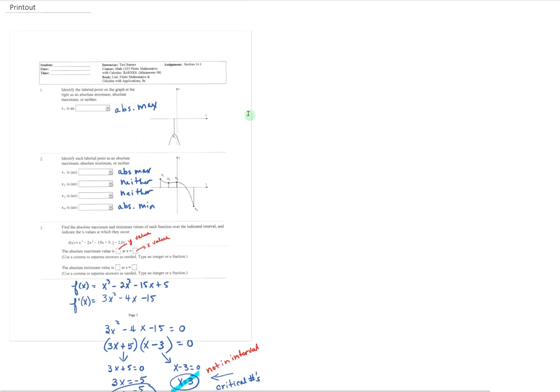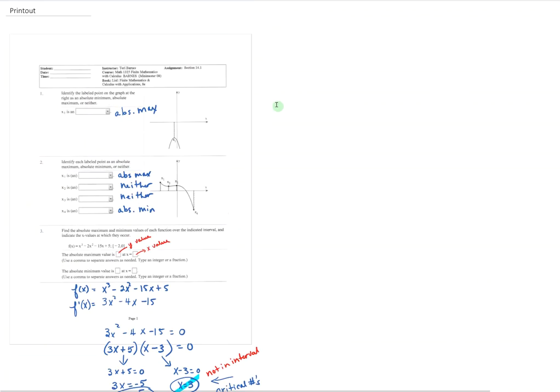All right, number one is probably going to be a pull-down menu in your actual homework question. It just says identify the labeled point. Is it either an absolute min, absolute max, or neither? And so for this one right here, it is at the top. You're going from increase to decrease. That's an absolute max. Identify each point in number 2. So x1, that is the highest point in this interval. That's an absolute max. x4 is the lowest. That's an absolute min. And these two are neither absolute maxes or mins.